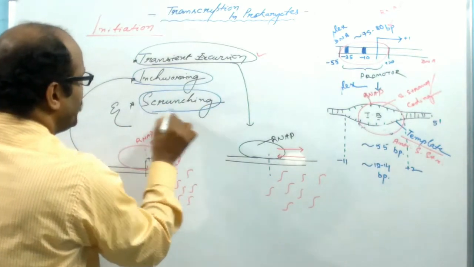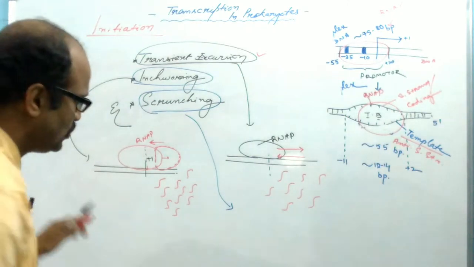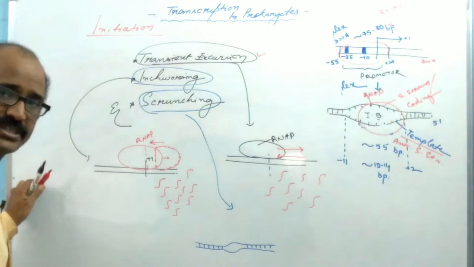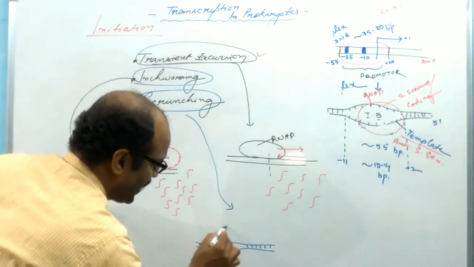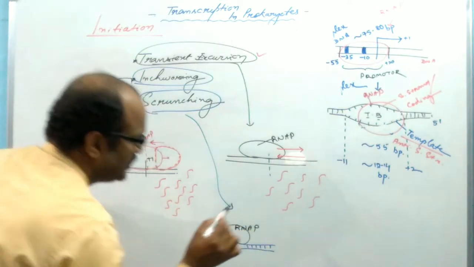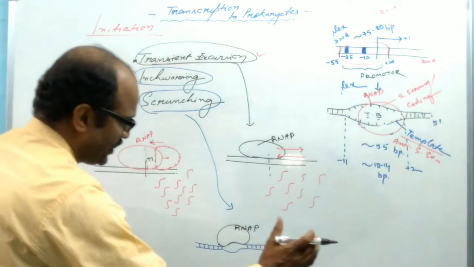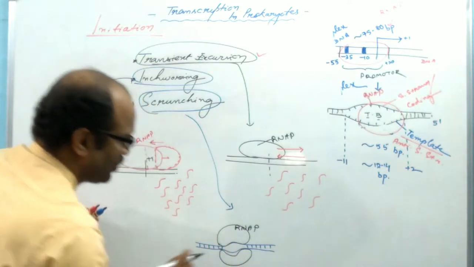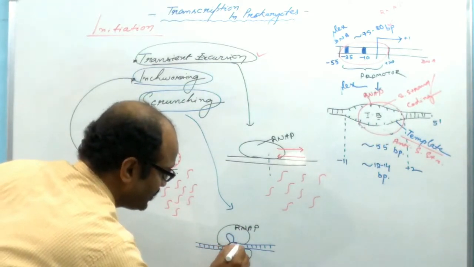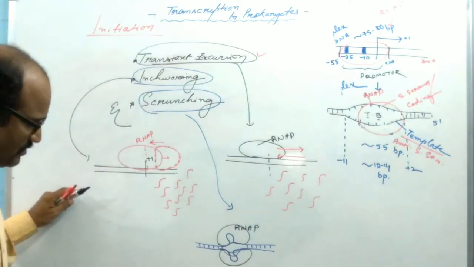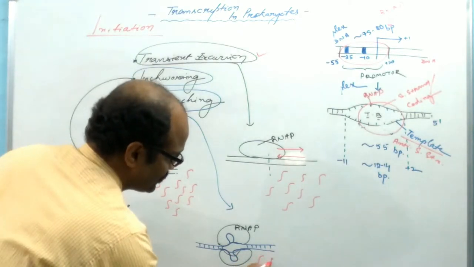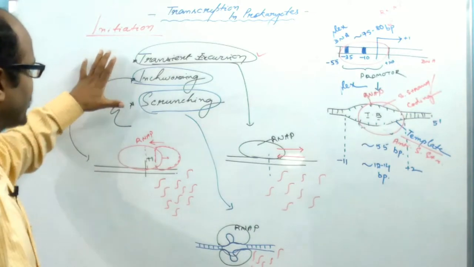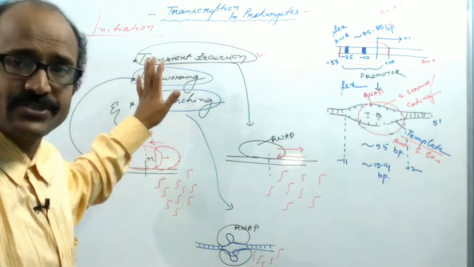So another theory is proposed, which is known as scrunching. Suppose that this is the DNA. The DNA becomes single stranded at the promoter region by the binding of RNA polymerase. So suppose that this is the RNA polymerase. This RNA polymerase pulls the single stranded DNA into the enzyme, which causes the synthesis of small RNA. So these are the three different models actually proposed for the abortive synthesis of RNA.